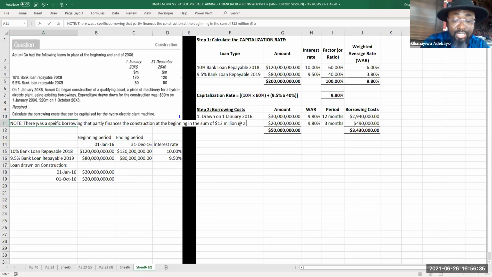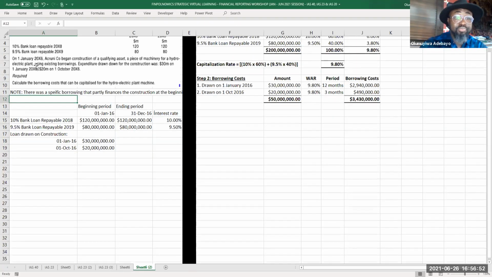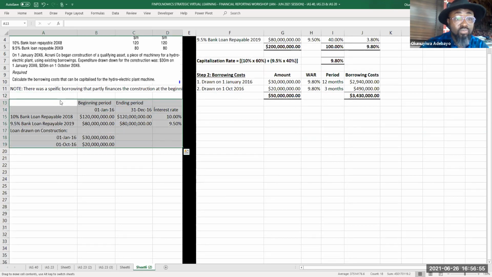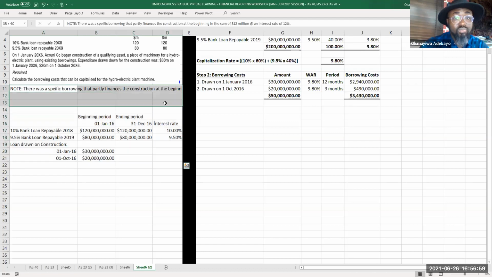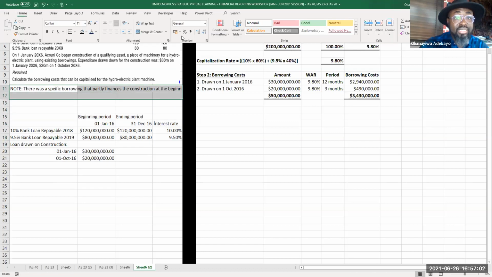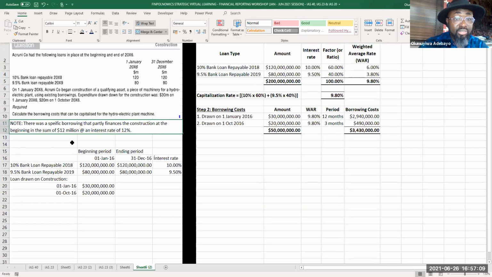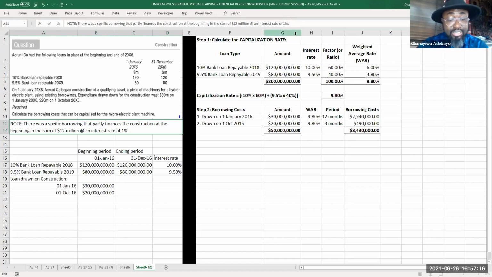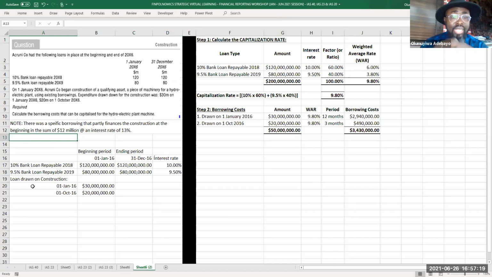at an interest rate of 12%. Now, what I'm trying to say is that the project naturally was financed at the beginning with one loan, but the maximum you can get was 12 million and probably financed at 13%. But because you can't get a specific loan again, you now have to resort to part of the general borrowing.